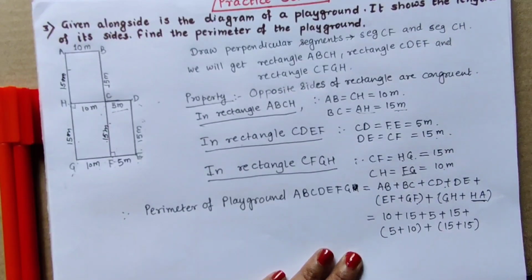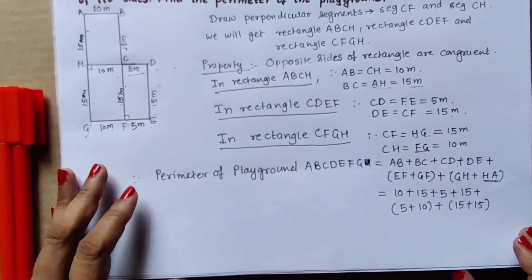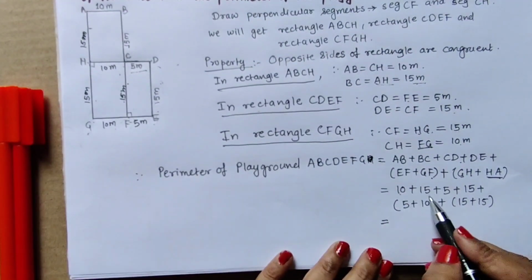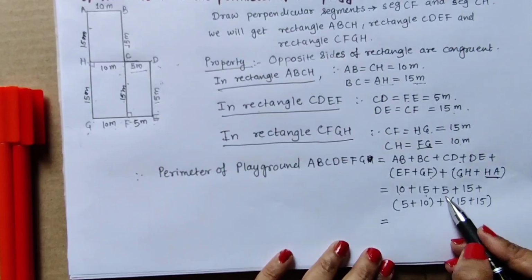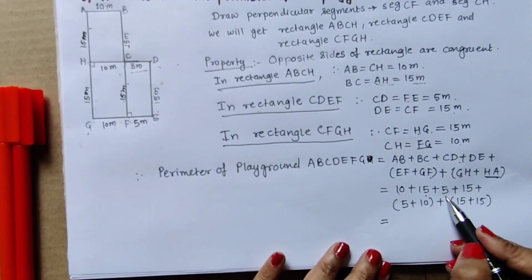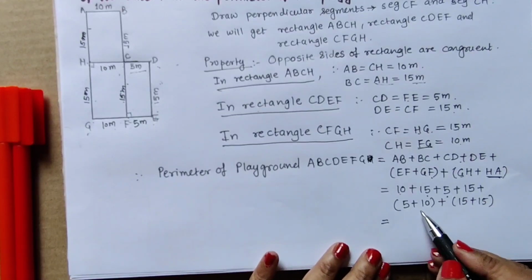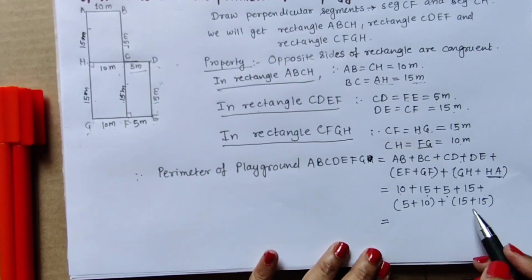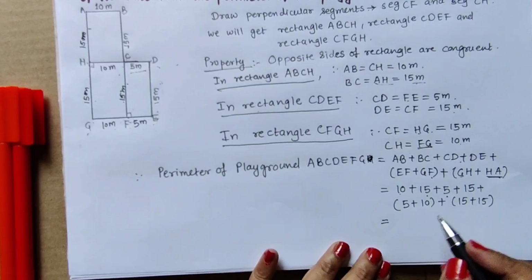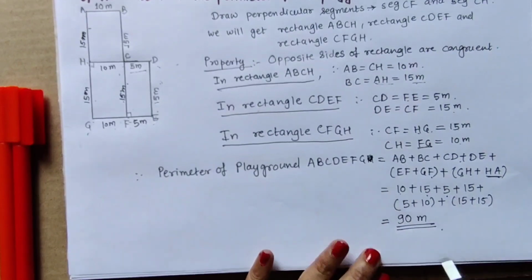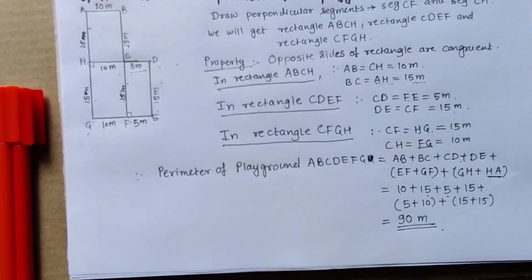Now add all the sides. 10 plus 15, 25. 25 plus 5, 30. 30 plus 15, 45. 45 plus 15, 60. 60 plus 30, 90. So we are getting 90 meter as the perimeter of this playground.